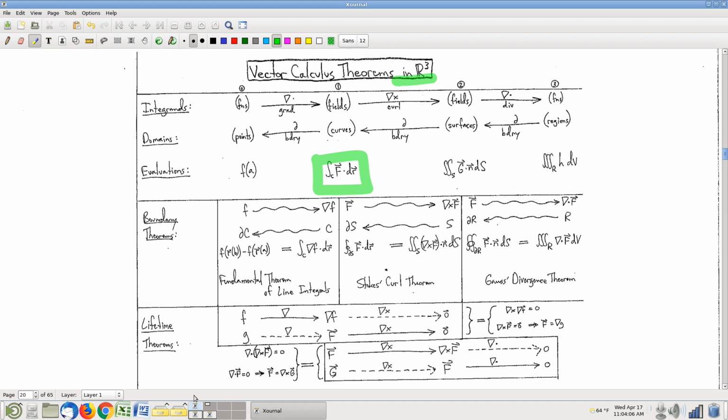So, for example, if we're trying to compute a line integral in R3, your candidates are the fundamental theorem of line integrals. Maybe I can do this, find an anti-gradient. The other candidate is Stokes' curl theorem. Maybe I can compute the curl and find an anti-boundary. More to the point, maybe I can turn that into a flux integral. Those are your two options.